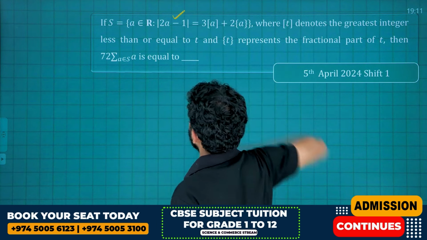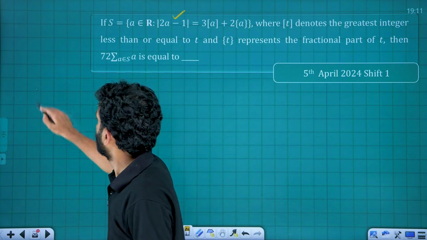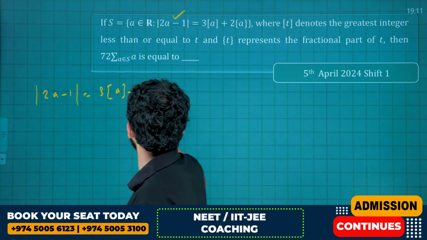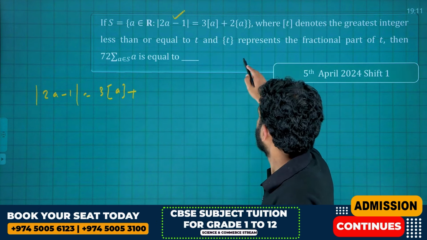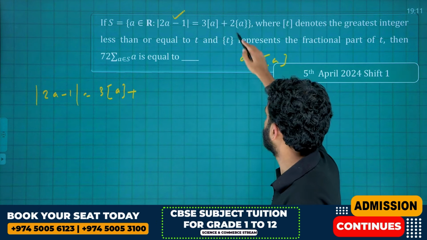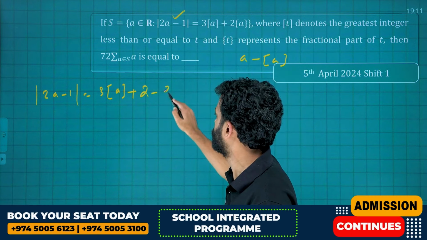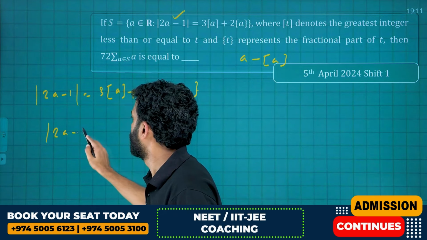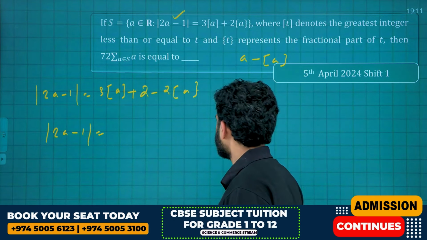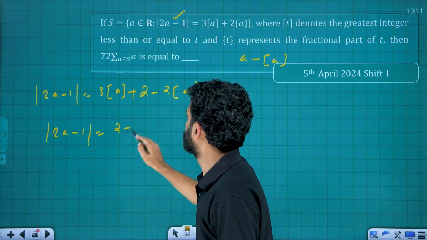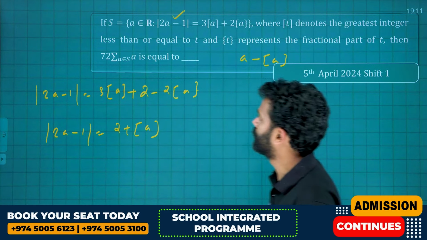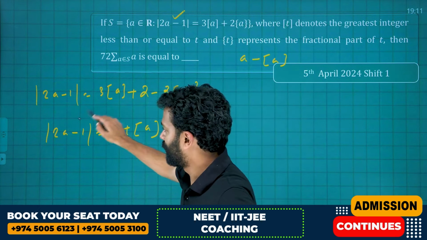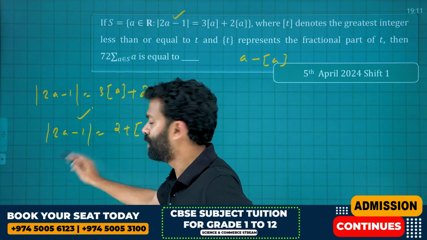See this modulus, okay, before that, mod 2a minus 1 is equal to 3 times box A plus the fractional part of A, that is A minus box A. If you multiply it with 2, you will get 2 minus 2 into box A. That is, mod 2a minus 1 is equal to 2 plus box A. And we need to operate this one next. For the value will change.